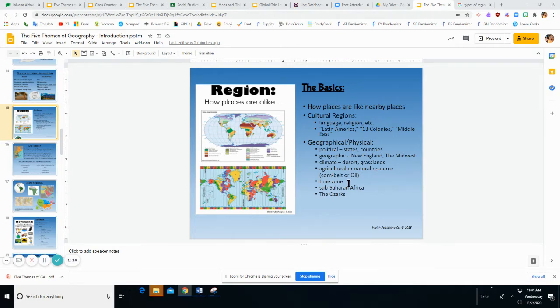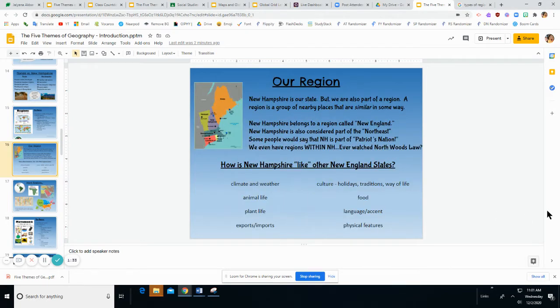Time zones are also a region. Sub-Saharan Africa is another example, or the Ozarks in our country. Let's take a look at our region. New Hampshire is our state, but we are also part of a region.